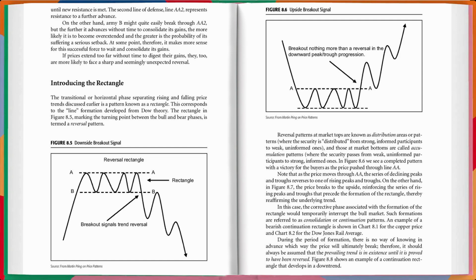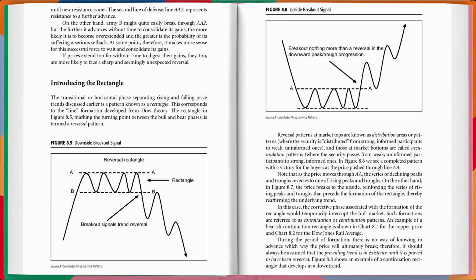On the other hand, Army B might quite easily break through AA2, but the further it advances without time to consolidate its gains, the more likely it is to become overextended, and the greater is the probability of its suffering a serious setback. At some point, therefore, it makes more sense for this successful force to wait and consolidate its gains. If prices extend too far without time to digest their gains, they, too, are more likely to face a sharp and seemingly unexpected reversal.